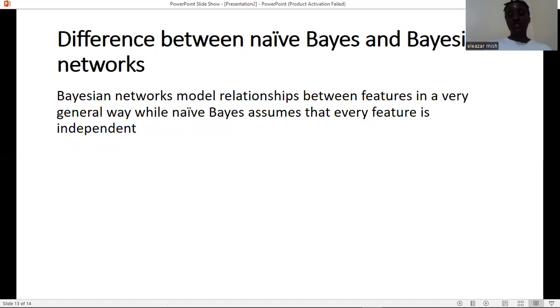The differences between naive Bayes and Bayesian networks: Bayesian networks model relationships between features in a general way, while naive Bayes assumes that all the features are independent of each other.